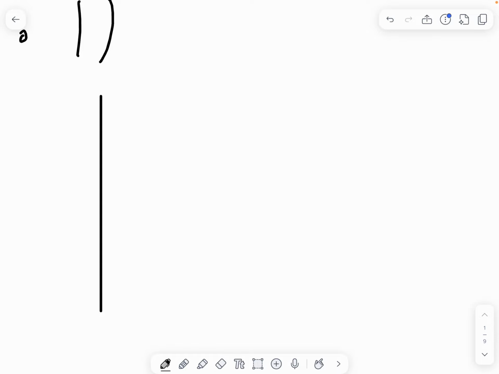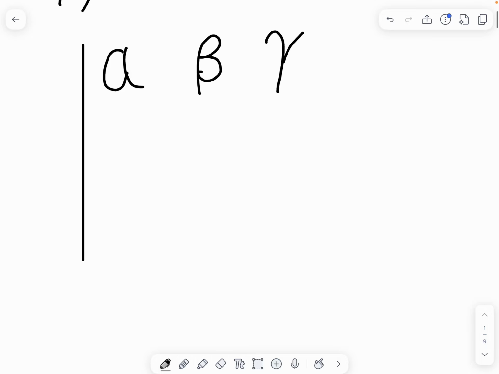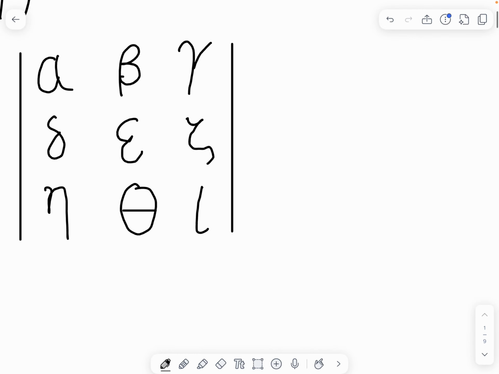Okay, so alpha, beta, gamma, delta, and then epsilon, zeta, eta, theta, and iota, right?